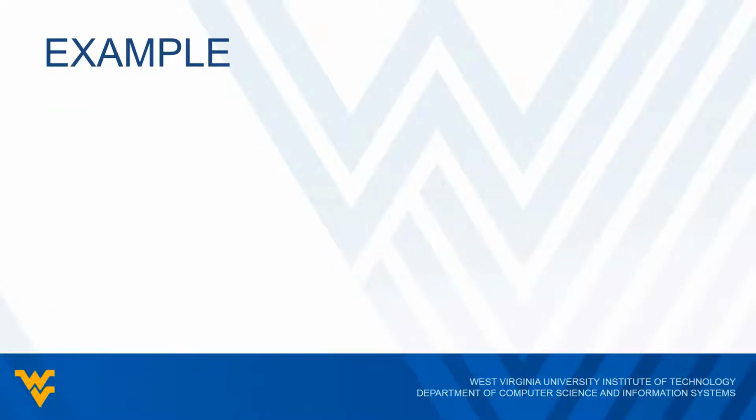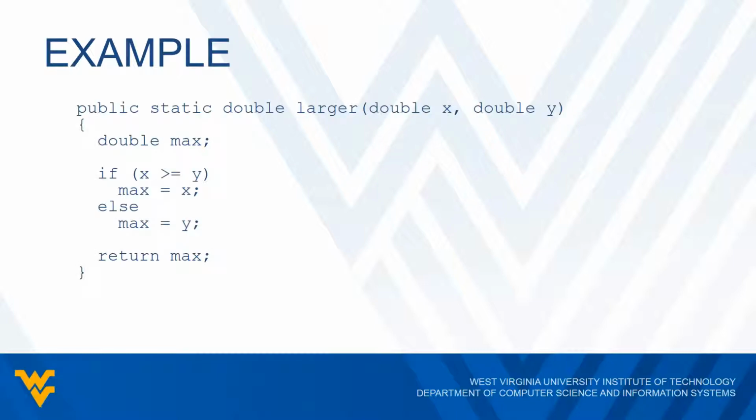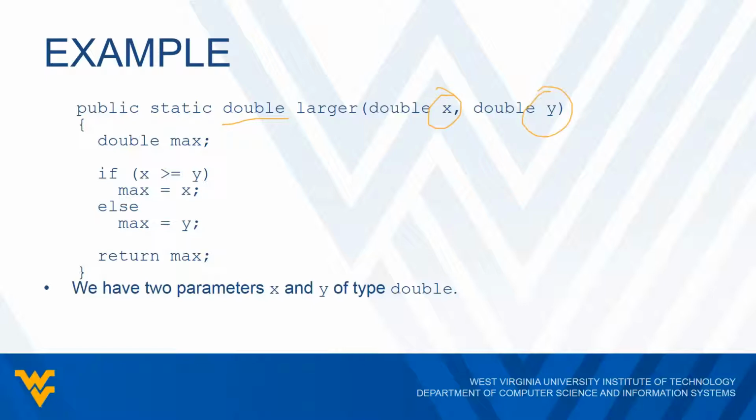So let's take a look at an example. So let's say here's my program. It's called larger. It returns a double because it's specified right here. And we have two different parameters of type double. We have x and we have y. And notice that we can declare additional variables inside the method. So here we have a variable called max. So this is a new variable that we have just for this method.